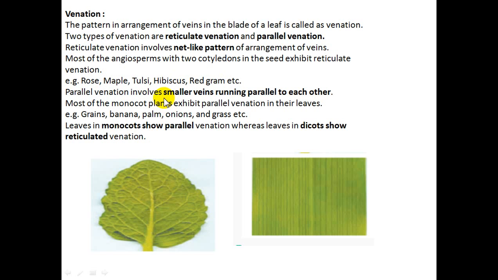Parallel venation involves smaller veins running parallel to each other. Most monocot plants exhibit parallel venation in their leaves. Grains, banana, palm, onions, and grass all have parallel venation. Leaves in monocots show parallel venation, whereas leaves in dicots show reticulate venation. So this type of venation is called reticulate venation, this type is called parallel venation, and this is mostly found in dicots, and this is mostly found in monocots.